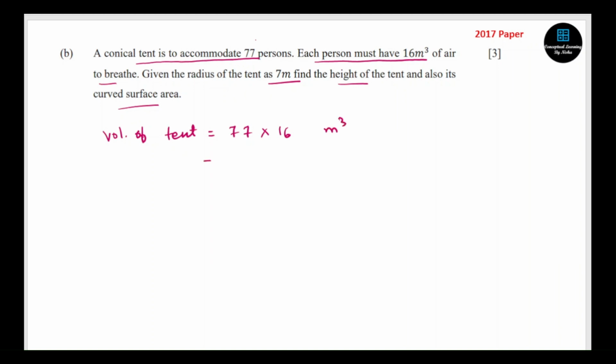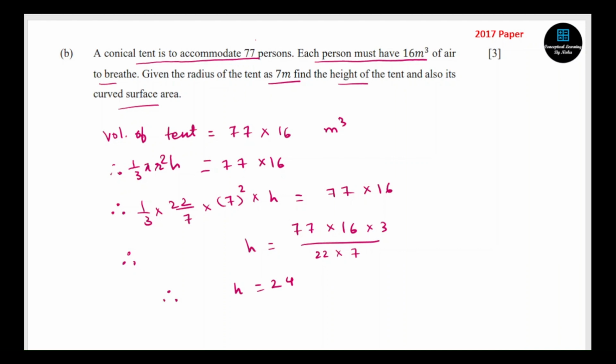The tent is conical shape, right? So 1 upon 3 pi r square h equals 77 into 16. I don't multiply as of now to make the calculation easier. Now I'll simply substitute the value. So 1 upon 3 into 22 over 7 into radius. Radius is 7. So 7 square into h equals to 77 into 16. So 24 meter. Okay, write the proper unit.